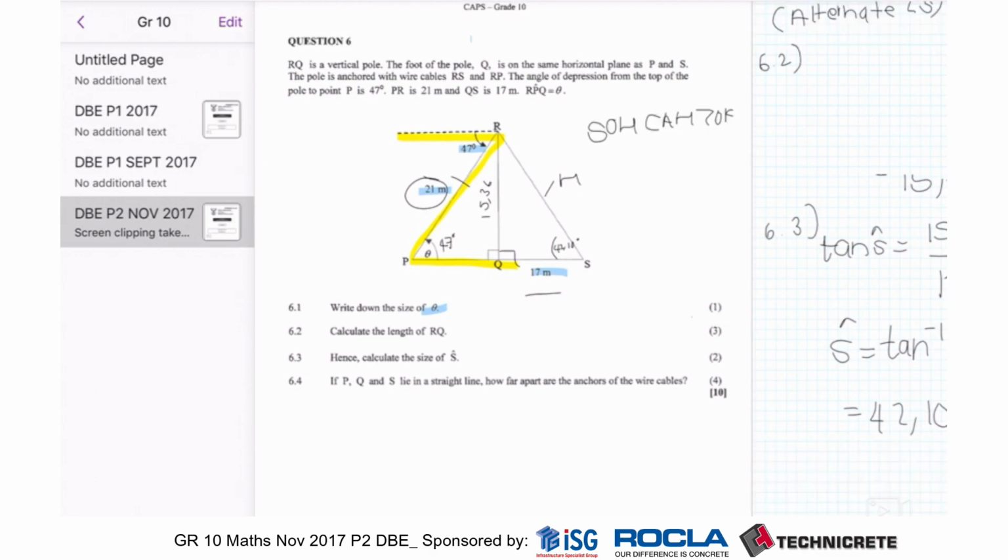Okay, the next question says, if P, Q, and S, so right here, lie on a straight line, how far apart are the anchors? So here was the anchor, here was the anchor. We just need to find PQ. How can we find PQ? Very easily, okay? So I'm going to do the question here.